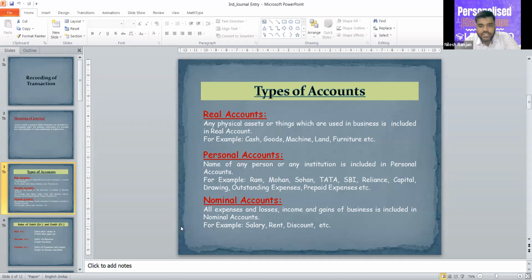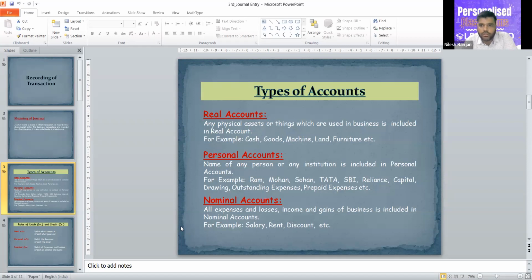There are outstanding expenses and prepaid expenses. In name, you can include any name, like my name or your name. All the names are personal account. So this is our personal account.